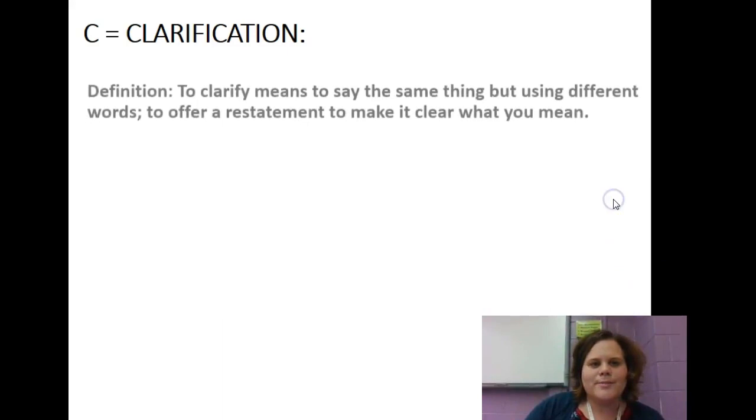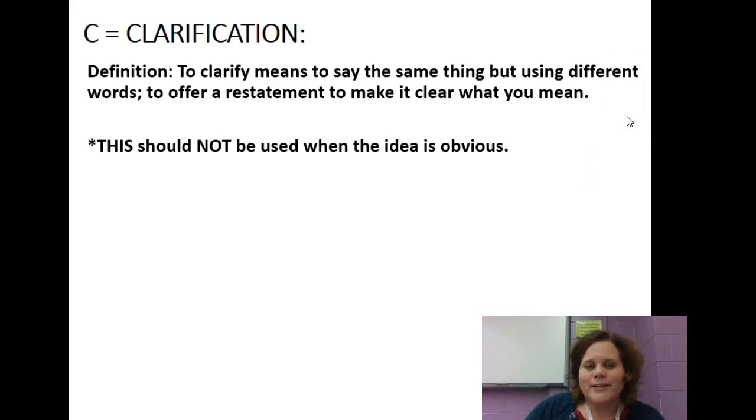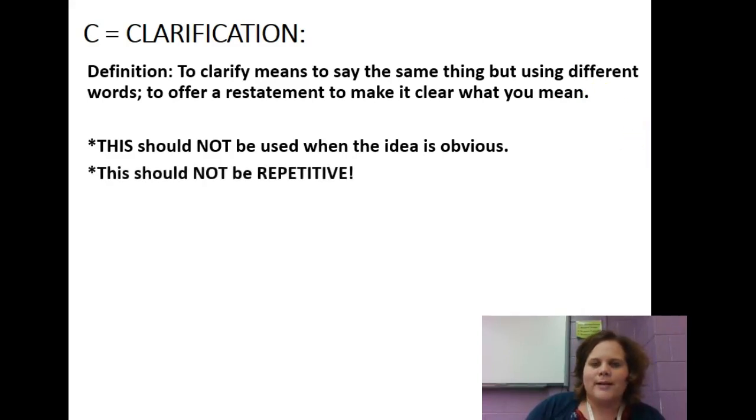Clarification really just means to say the same thing but in different words. If you're talking about something complicated, you want to make sure you clarify. So you're offering a restatement to make it clear what you mean. This is not to be used when something's really obvious. You don't need to clarify everything, but if you're saying something complicated, you could clarify it, and it should not be repetitive. So don't say it and then say it again. Don't say it was fun, in other words, it was really fun, because that's not in other words, that's in the exact same words.